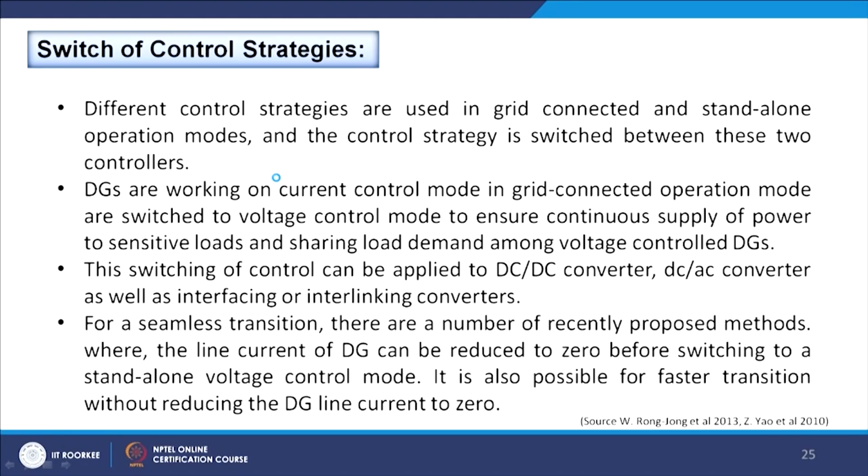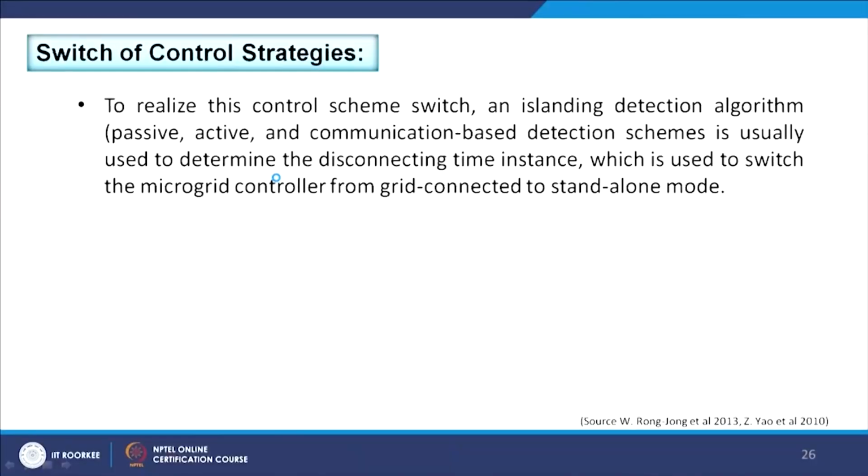For a seamless transition, there are a number of recently proposed methods where the line current of distributed generators can be reduced to 0 before switching to a standalone voltage control mode. It is also possible to have a faster transition without reducing the distributed generation line current to its 0 value. To realize this control scheme, an islanding detection algorithm is required, because you should know a priori that the system is going to get islanded. So, accordingly you can instruct your control mechanism for islanded operation.